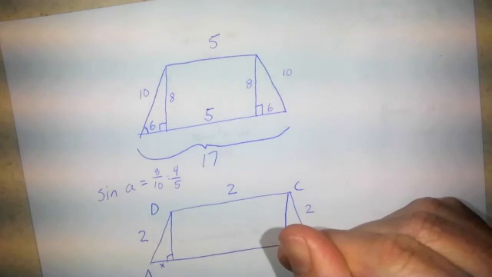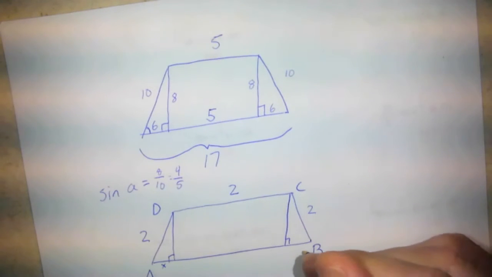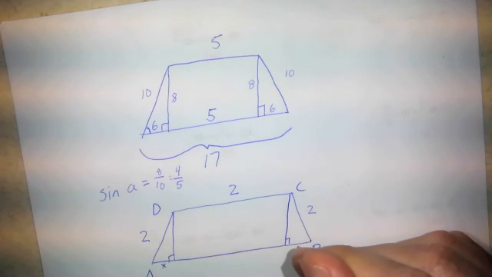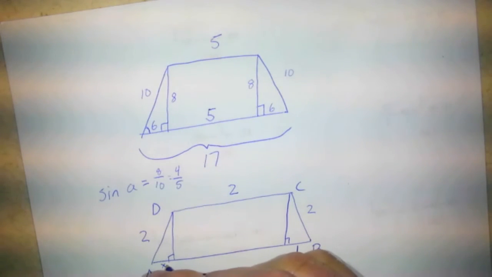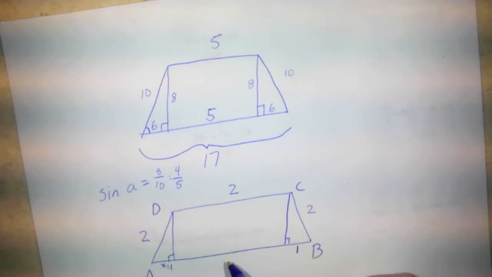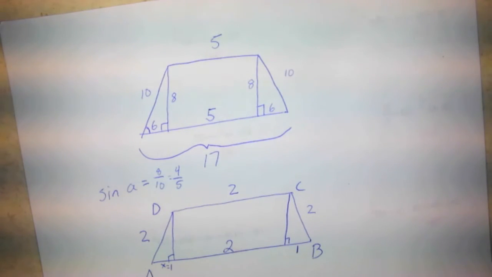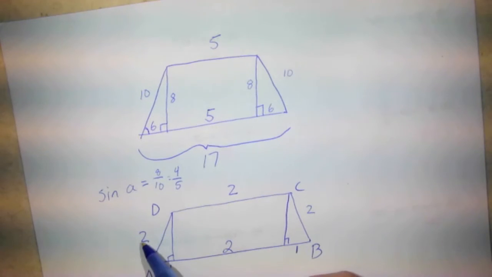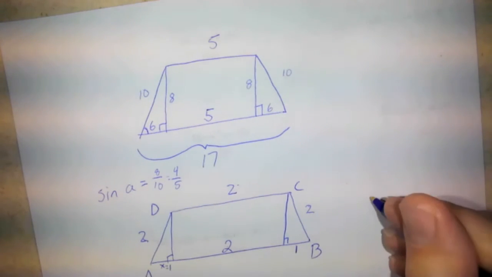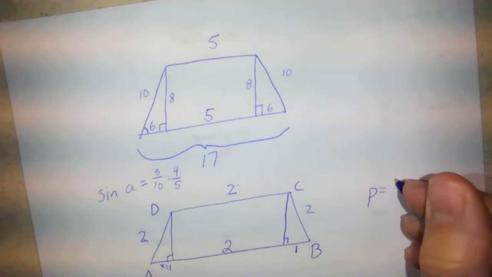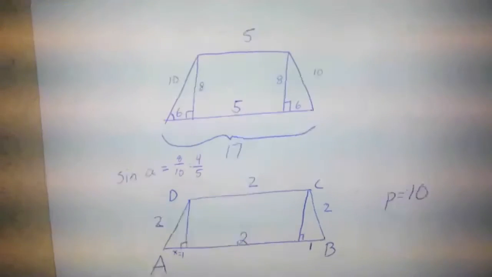Again, we have one of these isosceles trapezoids. So the same thing on the other side. This is x equals 1. And the bottom of my rectangle has to be the same as the top of my rectangle. There's a 2. So to find the perimeter, 2 plus 2 plus 2 plus 1 plus 2 plus 1. I believe that perimeter should equal 10.